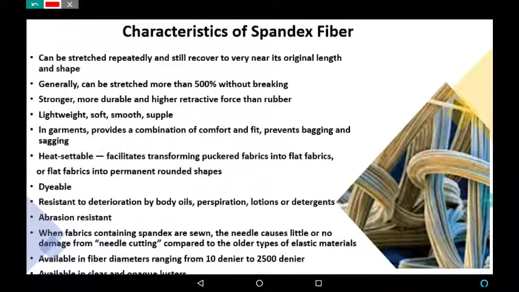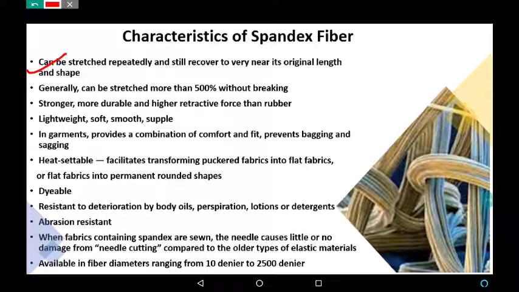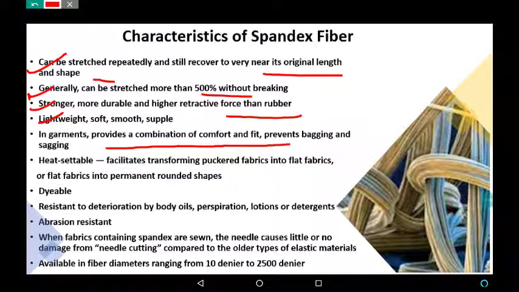Spandex fiber can be stressed repeatedly and still recover to very near its original length and shape. Generally it can be stretched more than 500% without breaking. It is stronger, more durable and has higher recovery force than rubber, and is lightweight, soft, smooth and supple. In garments, it provides a combination of comfort and fit, prevents bagging and sagging, is heat settable, and facilitates transforming puckered fabrics or flat fabrics into a permanent rounded shape.